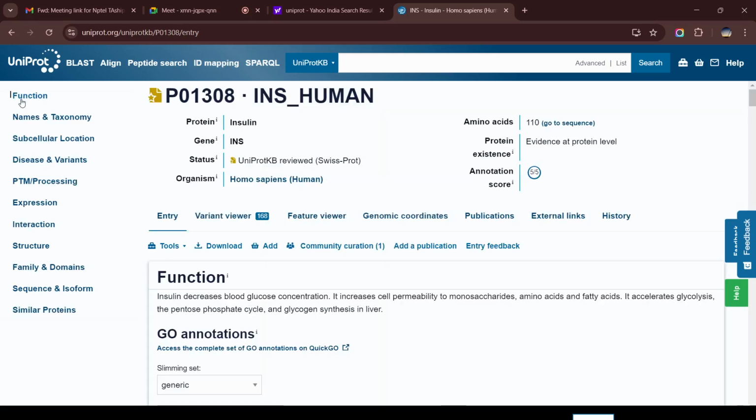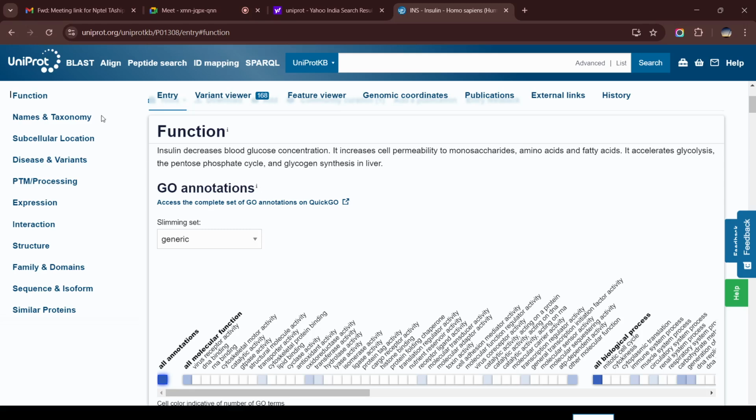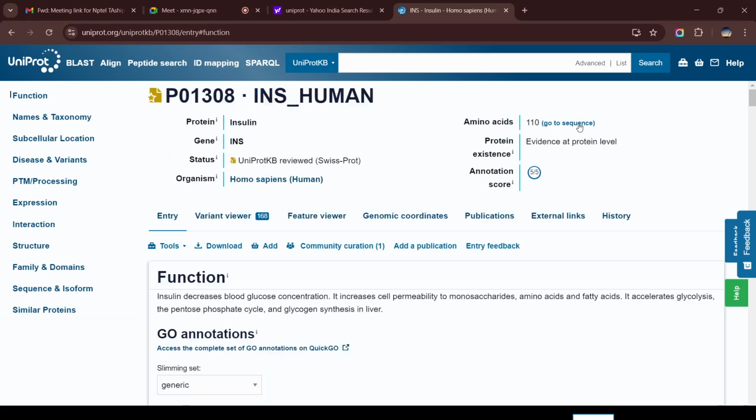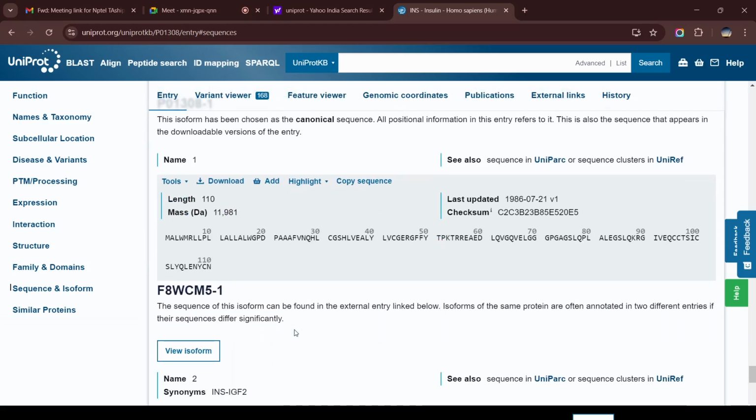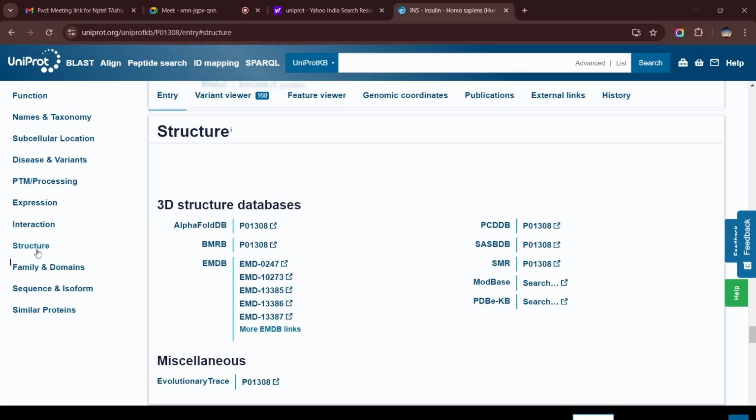So here you have the organism and the number of amino acids. By clicking on these options, you can directly go to the function, or you can go to the sequence. You can get the amino acid sequence directly from here. And then you can view the different kinds of isoforms. You can also see the structure of insulin.